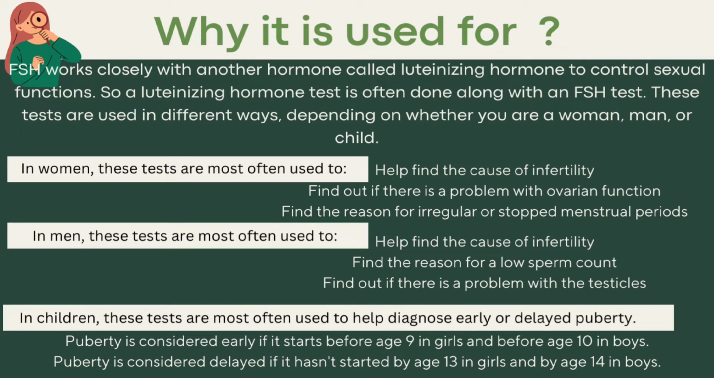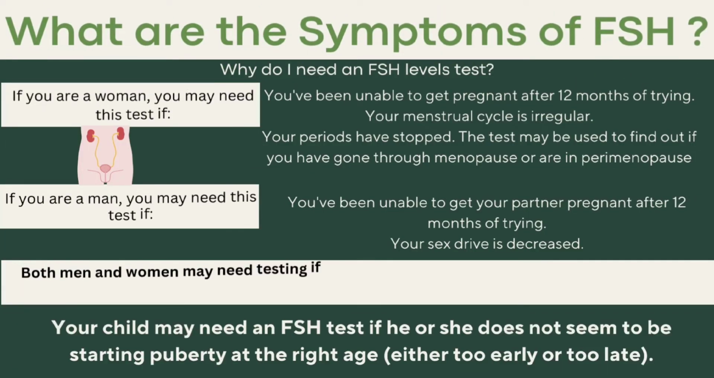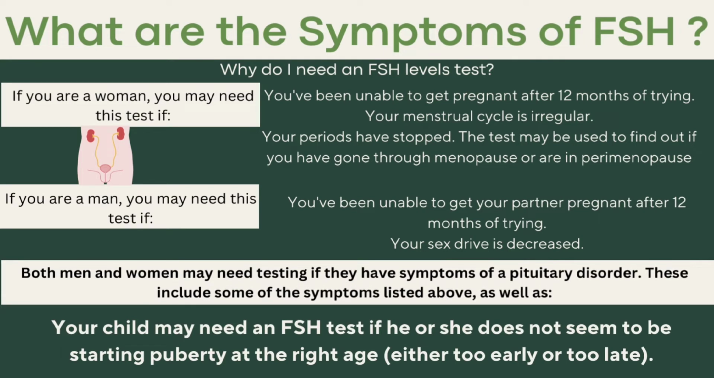Puberty is considered early if it starts before age 9 in girls and before age 10 in boys. Puberty is considered delayed if it has not started by age 13 in girls and by age 14 in boys. What are the common symptoms of low and high FSH levels? Let's discuss this one by one.